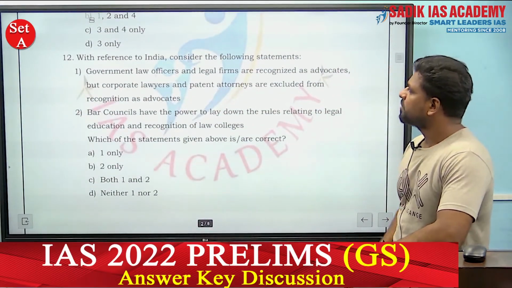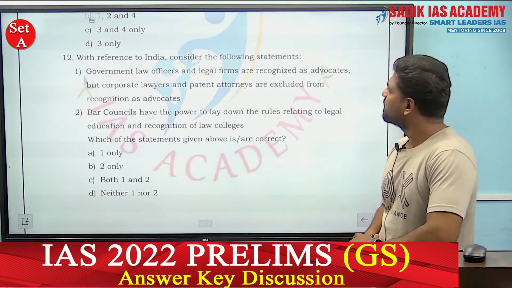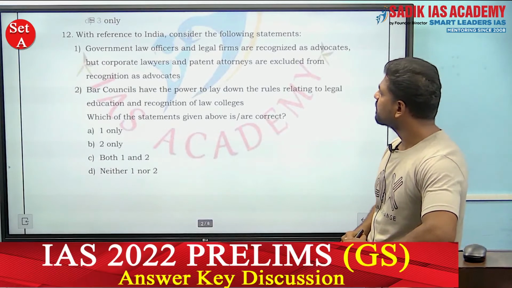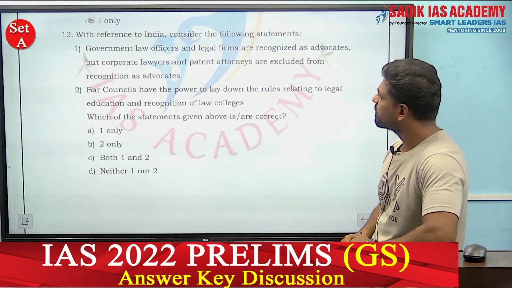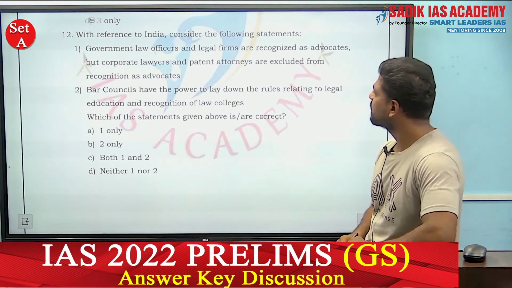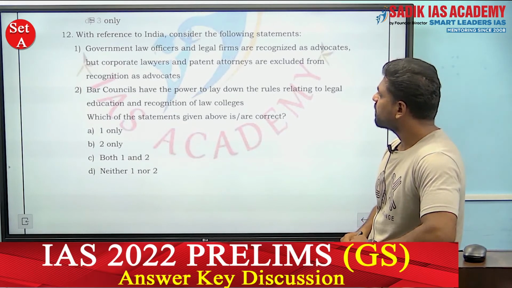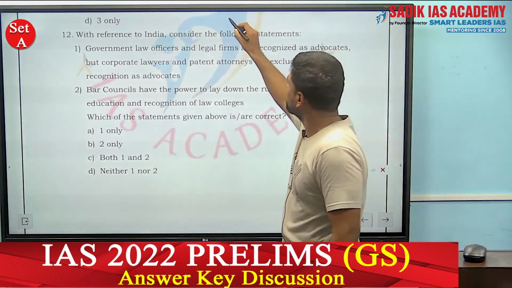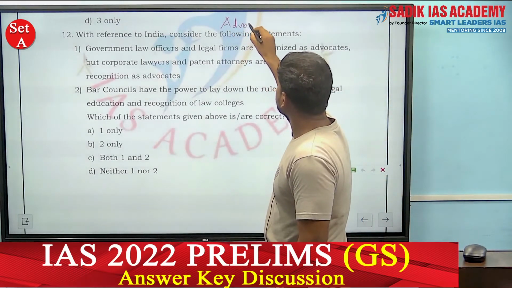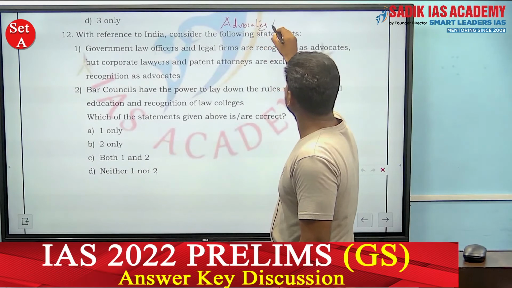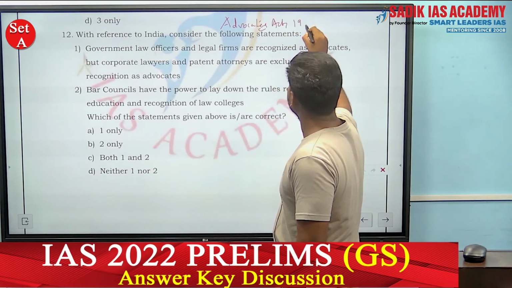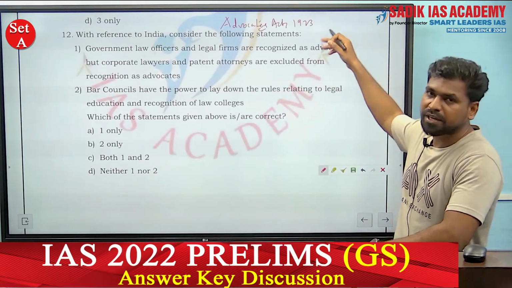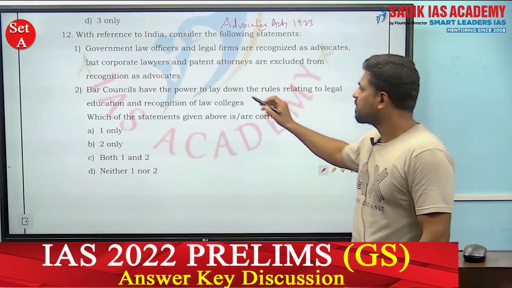So the 12th question. With reference to India, consider the following statements. Statement number 1, government law officers and legal firms are recognized as advocates, but corporate lawyers and patent attorneys are excluded from recognition as advocates. This particular question is from the Advocates Act 1973. Both these statements are from this particular legislation, and both these statements are right.